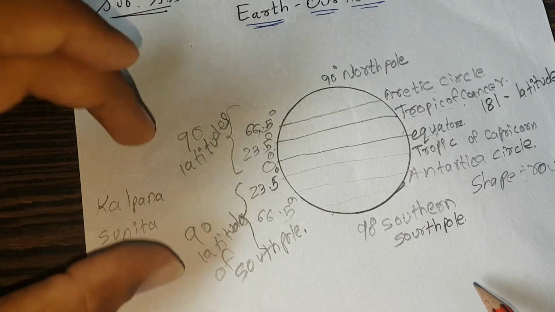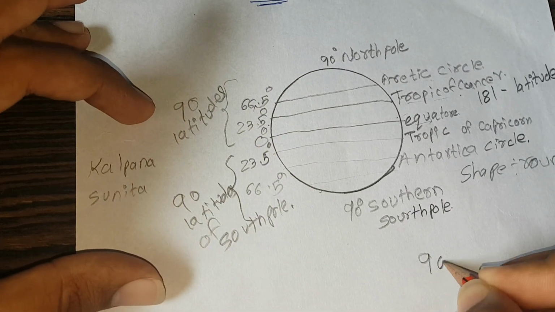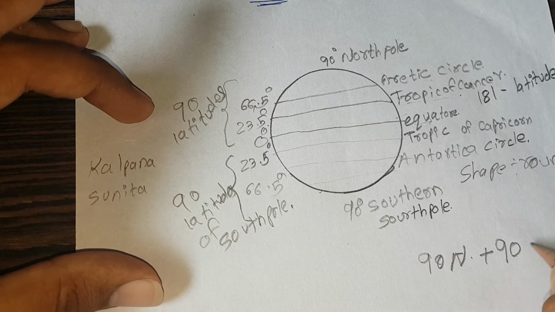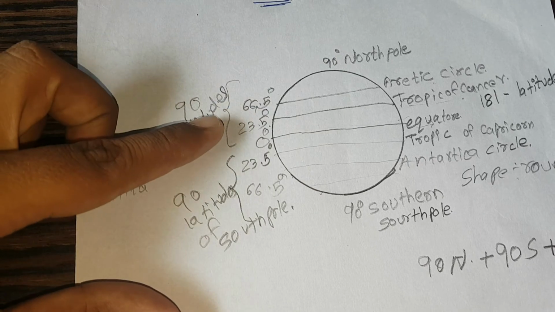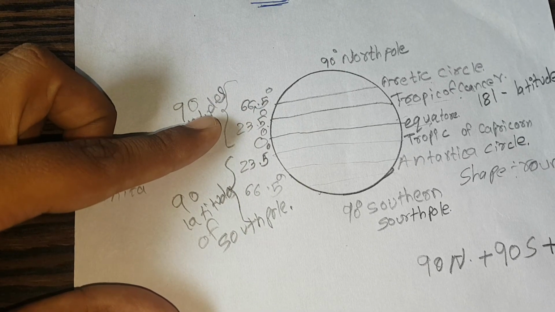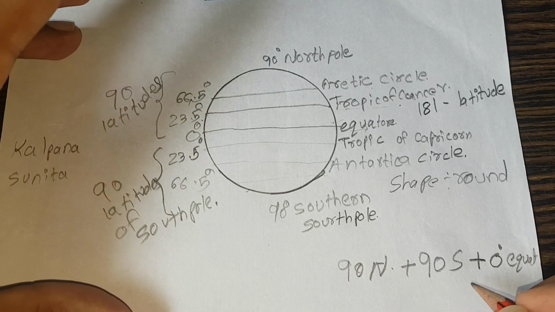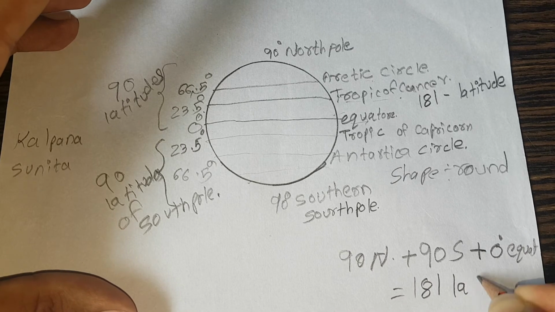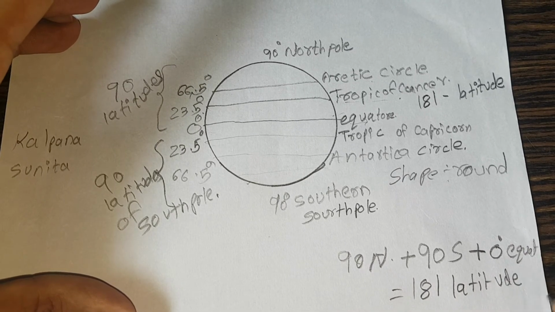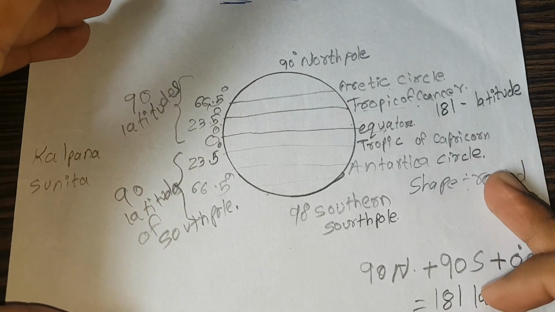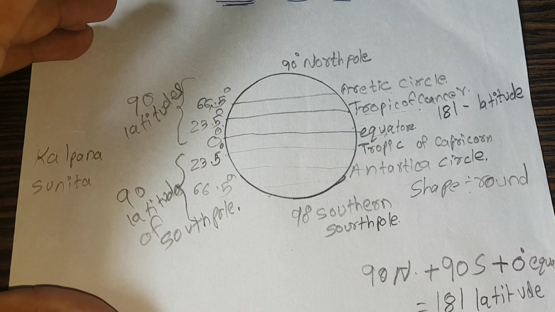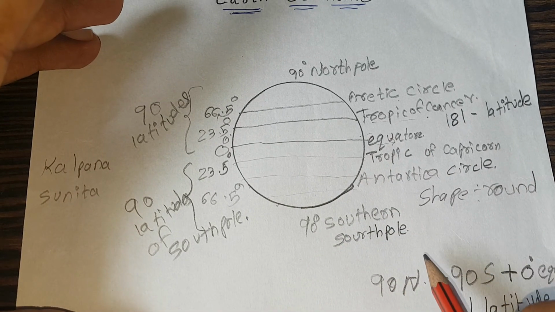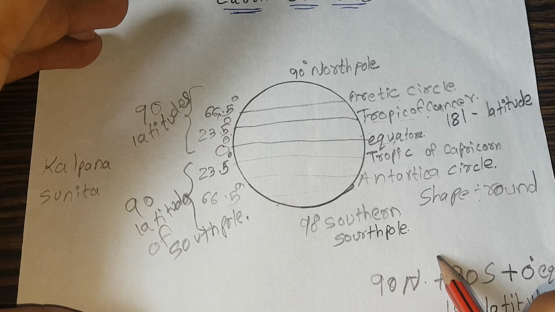By the addition of these two, 90 of the North Pole and 90 of the South Pole, plus the 0 degree Equator, what does it form? It forms 181 latitudes. This is for information, and you have to remember in your mind that all these things are present on the imaginary lines of the Earth or globe.